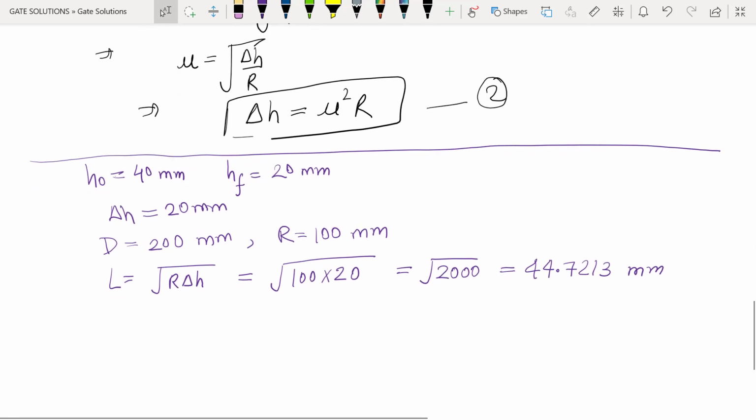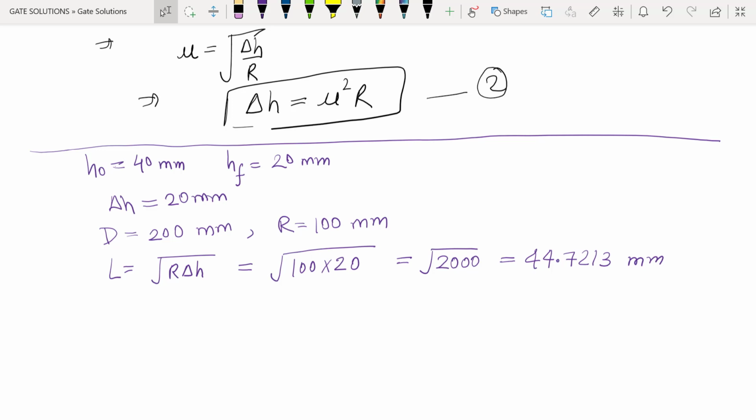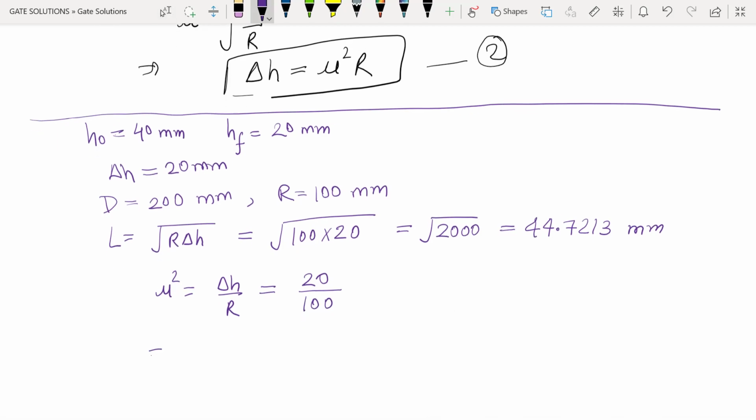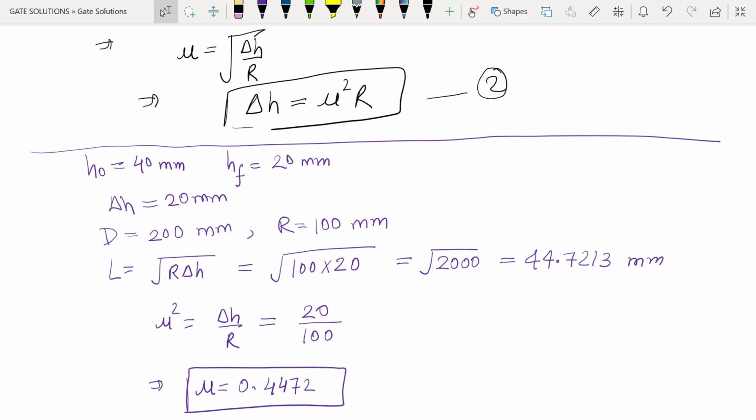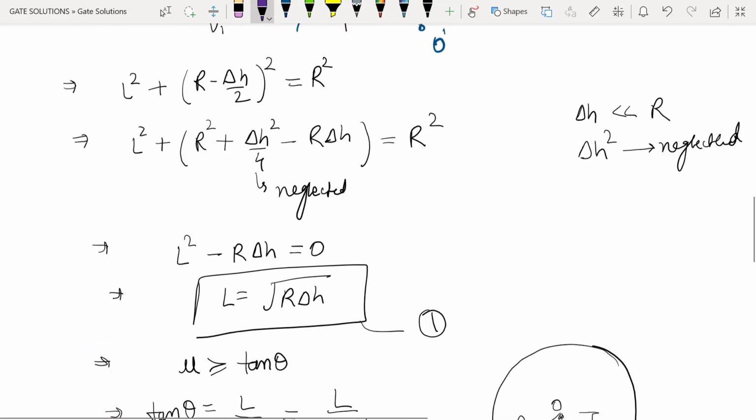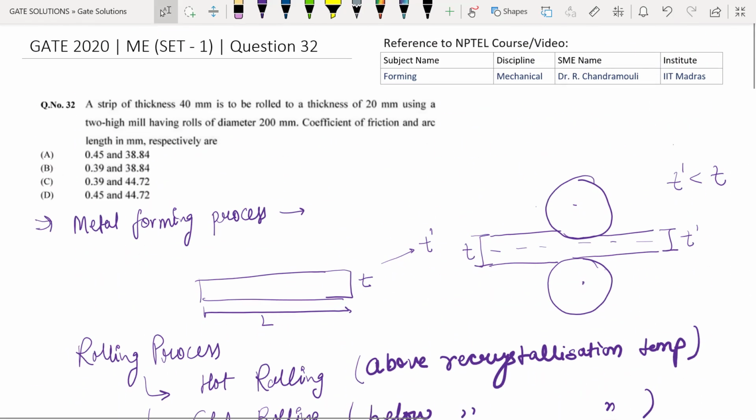Now to calculate the coefficient of friction, we will use the second formula. So mu square is equal to delta h by r. So delta h is 20 and r is 100. So mu equals 0.4472. So the answer is 44.7213 and 0.4472. So answer is D.